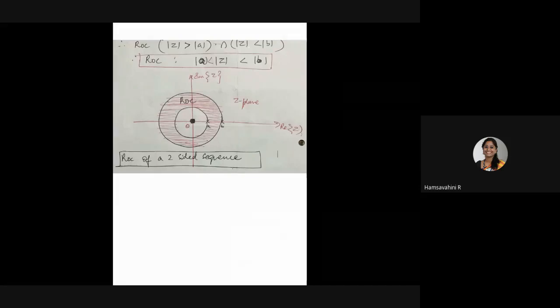It should be greater than A, but it should be less than B. That means it should be the intersection between these two ROCs. So we will get the ROC as |A| less than |Z| less than |B|.